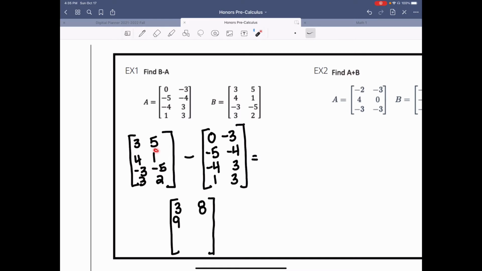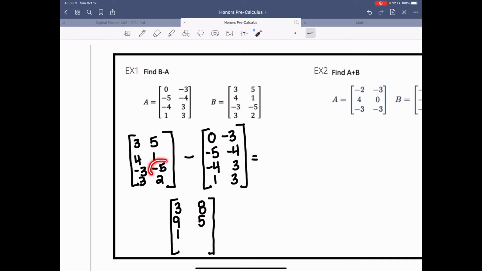And then I have 1 minus negative 4, which is going to be 1 plus 4, which is 5. And then I'm going to continue this process. So I have negative 3 minus negative 1. So negative 3 minus negative 1 is going to be negative 3 plus 1. Negative 3 minus negative 4 is negative 3 plus 4, so that's going to give me positive 1.